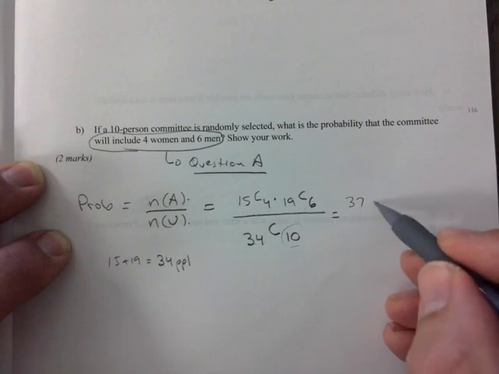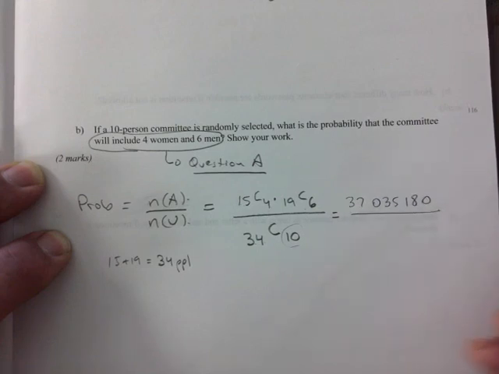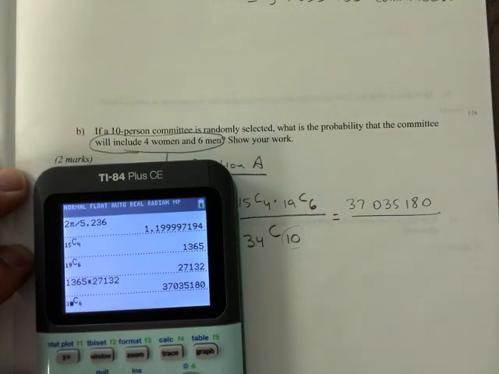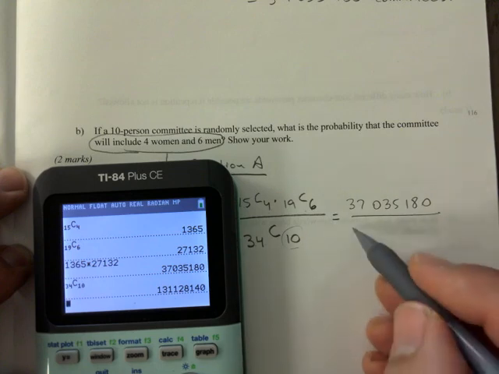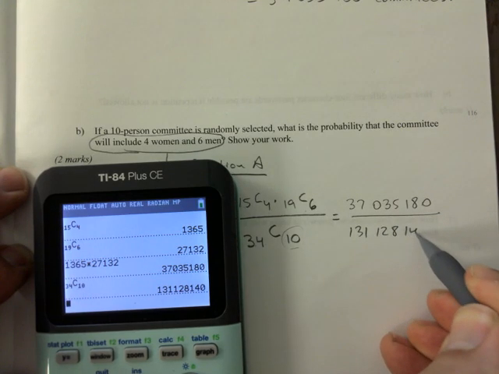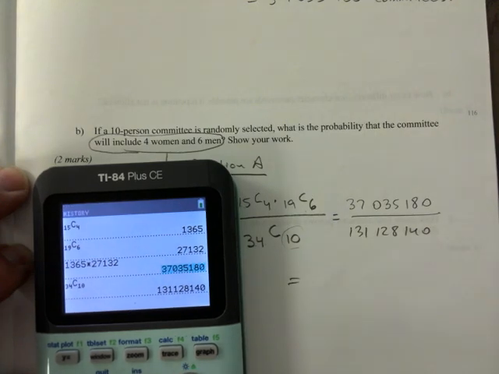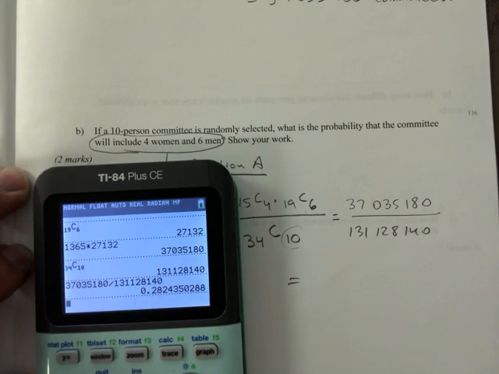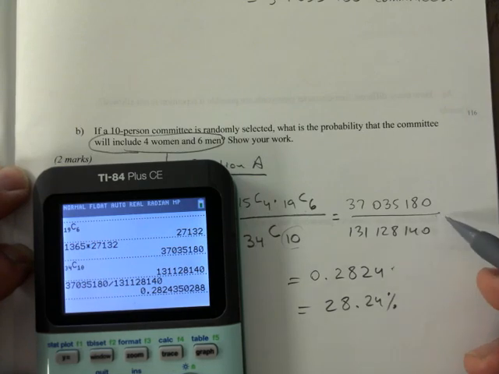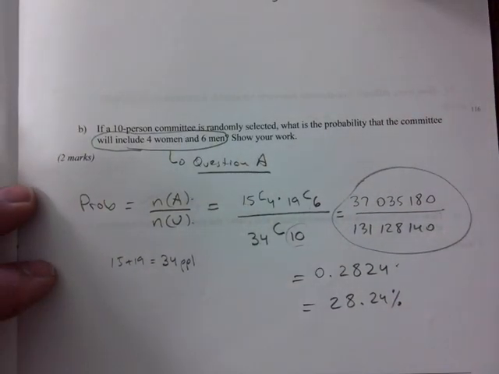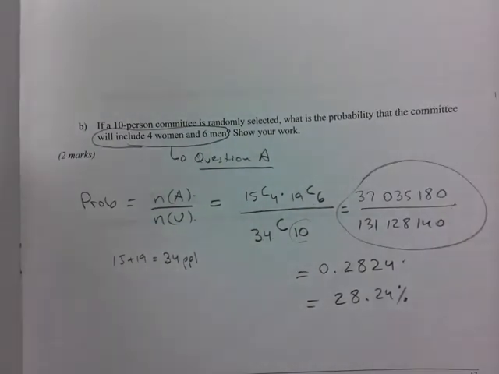So this one is 37,035,180 divided by, I'm just going to go ahead and copy paste, 34 choose 10, 131,128,140. And that's actually good enough. But if you want to turn that into a decimal, because they didn't ask, state as a fraction, okay, 2824, which is also 28.24%. So either one, this is good enough. That's already the answer. You're done. You've shown that you understand what needs to happen. All right, keep going.